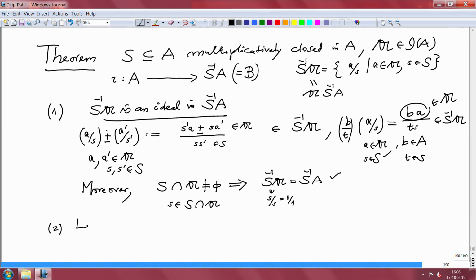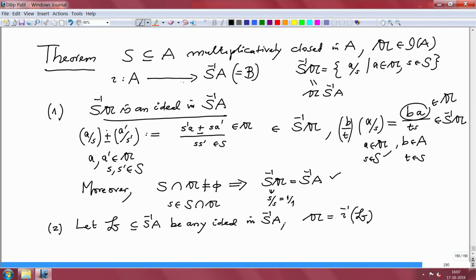So let B contained in S inverse A be any ideal in S inverse A. Then what can you do? We can pull back, contract it to A, and let us call that A. A is iota inverse of B. See, this is iota, I have a B here, I have pulled it back, and I called it A.